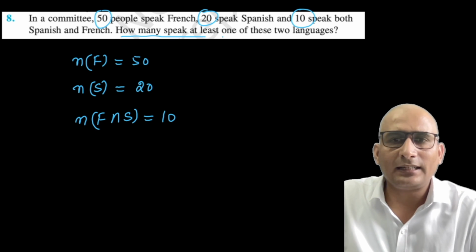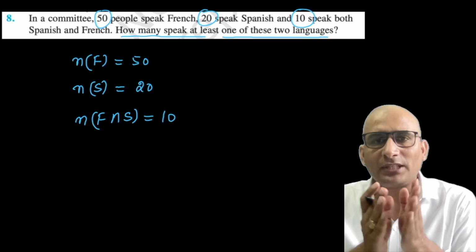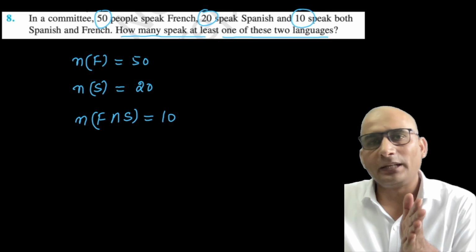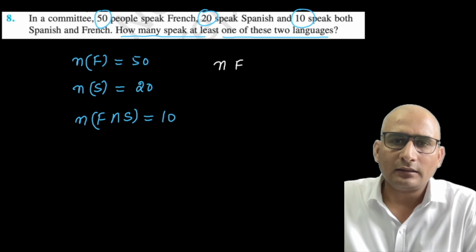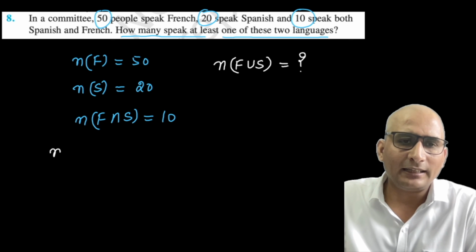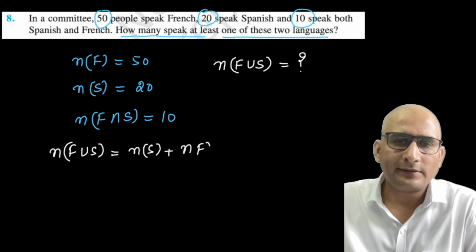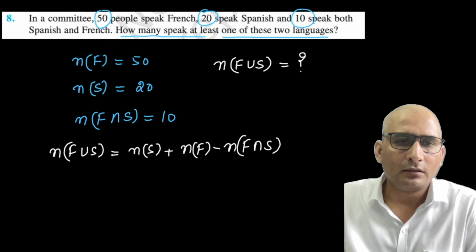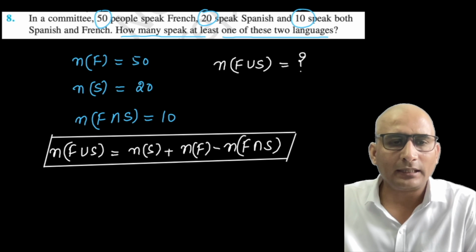How many speak at least one of the two languages? So at least one language means they speak one or both. At least means a person can also speak both languages, right. So what we need to find in this question is the union, French union Spanish. So this thing we need to find in this case. Now let me write the identity. F union S we can find out by NS plus NF minus N of French intersection Spanish. So you write this identity every time when you solve the question. Then this identity will be automatically fixed in your mind.